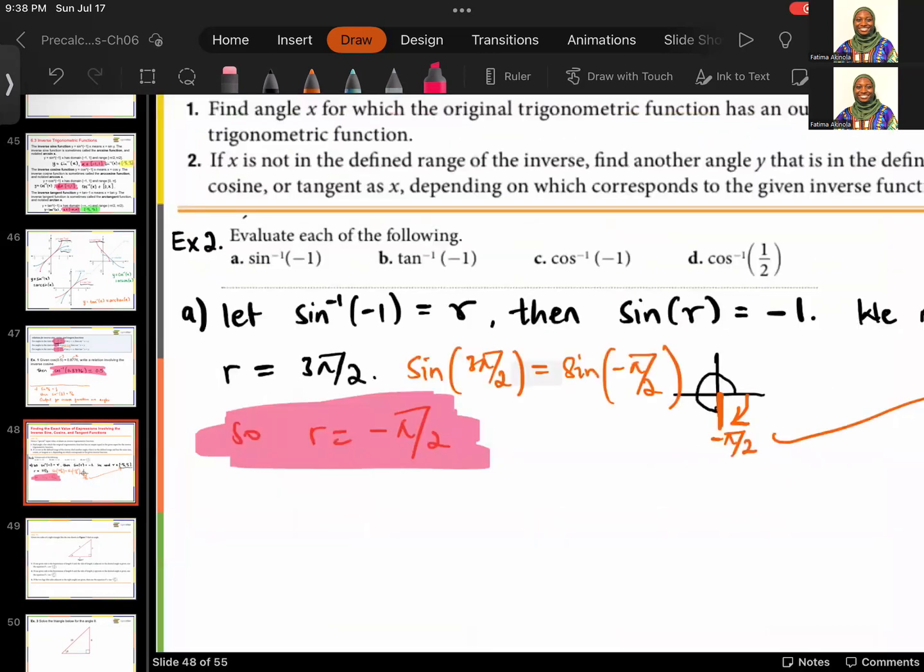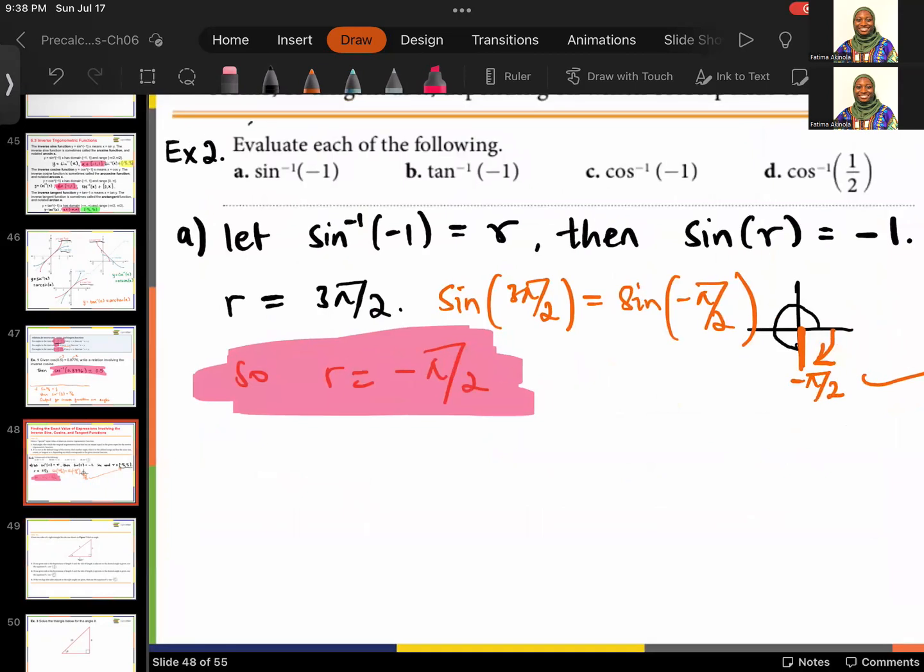Okay. Next, let's look at tan. So tangent. Let me just scroll in and change pens here. We're trying to find tan inverse of -1. So we're trying to find tan of S, let's call it, is equal to -1. Again, we can't necessarily use the unit circle here because this is tangent. Remember, tangent is sine over cosine.